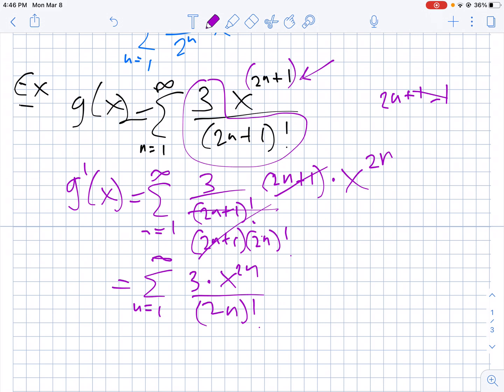Okay, so that's how you take a derivative of a series. Anything without an x is a constant. Just leave it in front. Take the derivative of the x part as part of the series.